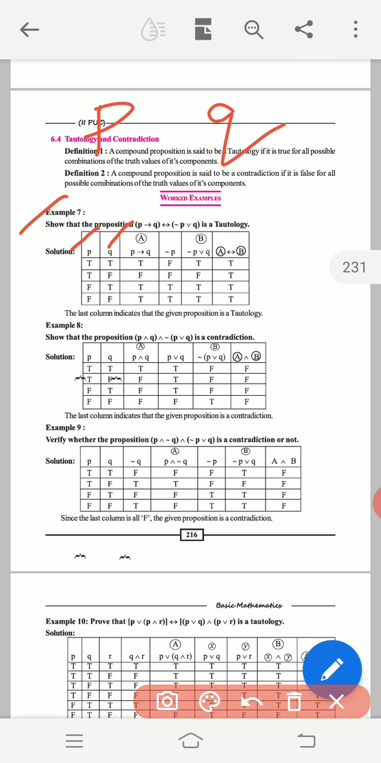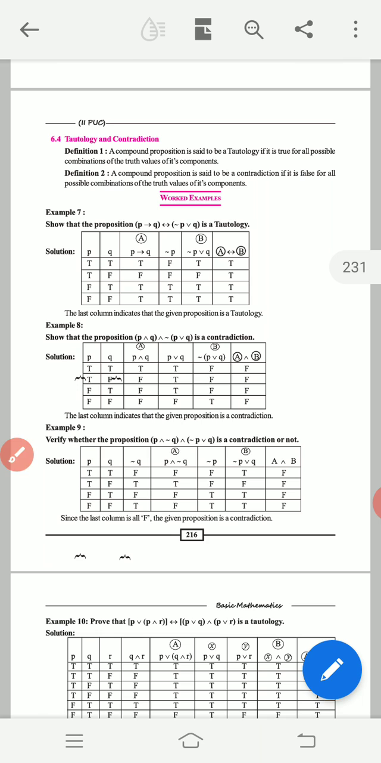See, the first one is P implies Q. P implies Q is false only when the first one is true and the second one is false; the remaining are true. So here: true, false, true, true. Next, consider the second one, negation P or Q. For that, first find out the negation P. Negation P is here false, false, true, true. Next, negation P or Q.